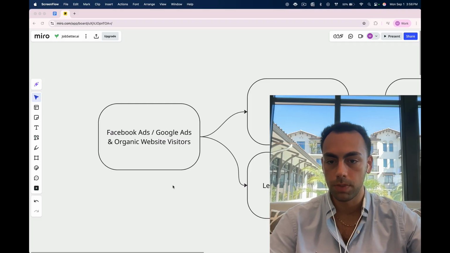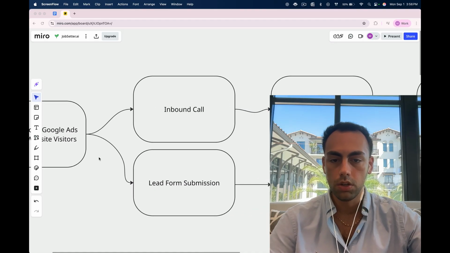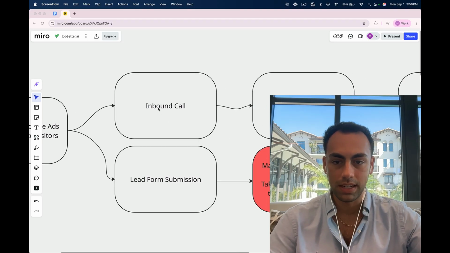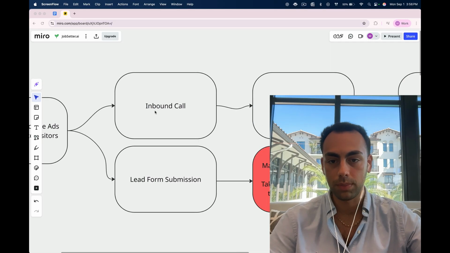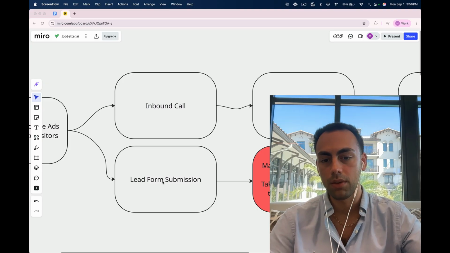Okay. So if you're spending money on Facebook or Google Ads, or if you're just getting leads from your organic website through SEO, one of two things is going to happen with the traffic that finds you. Either they're going to place an inbound call on the spot, which is definitely the preferred option, or they're going to fill out some type of lead form and you're going to get a name, email, phone number, and maybe some project details.